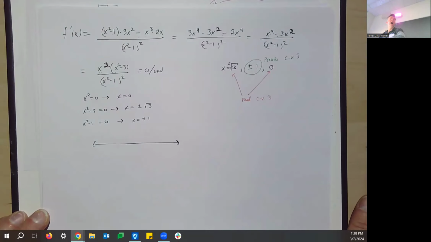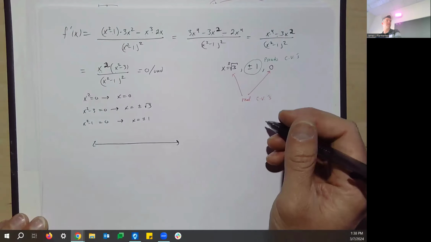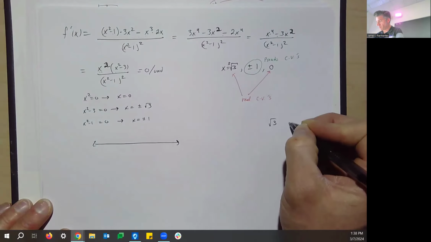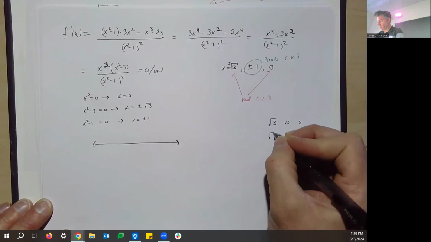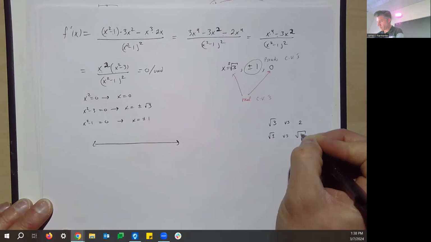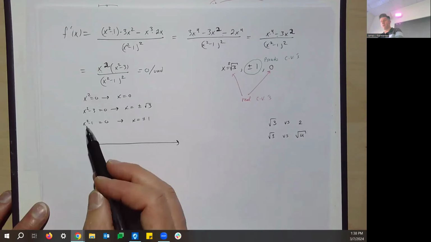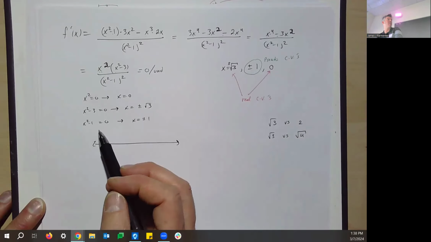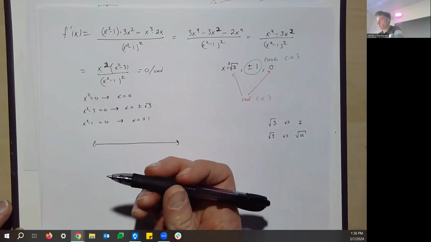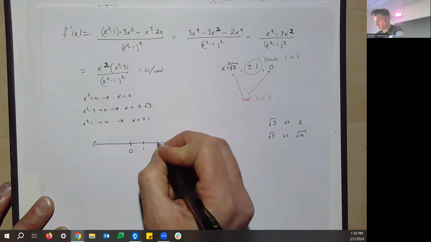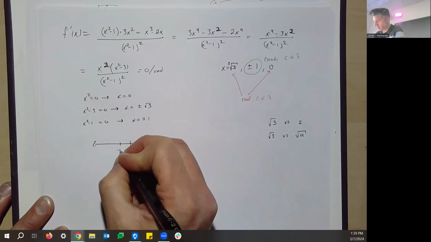I am always thinking of root 3 as, right, if I said what's bigger, root 3 or 2, the way I would figure that out is write 2 as a square root. The square root of 4 is definitely bigger than the square root of 3 because 4 is bigger than 3. That's what I'm doing over here as well. Root 3 is bigger than 1 because root 3 is bigger than the square root of 1, because 3 is bigger than 1. So on our number line, we've got 0, 1, root 3, and then negative 1, negative root 3.